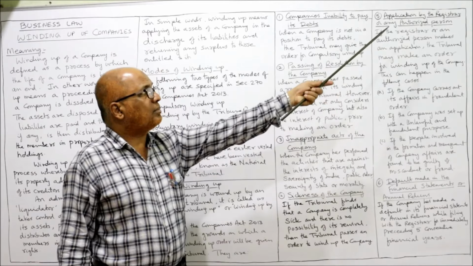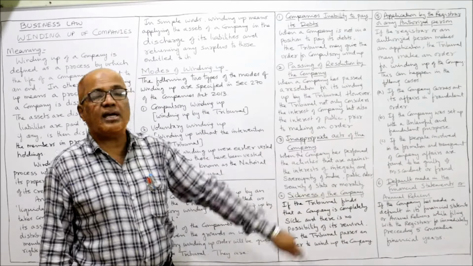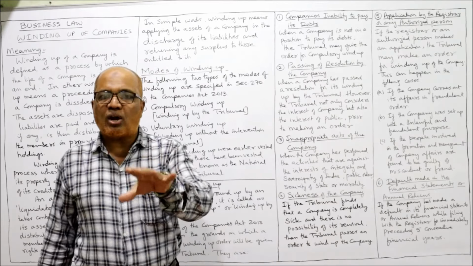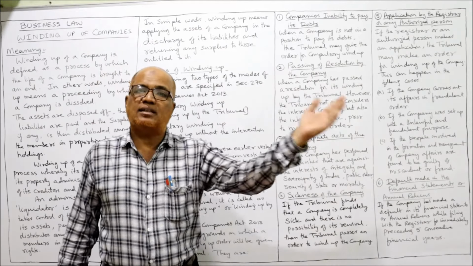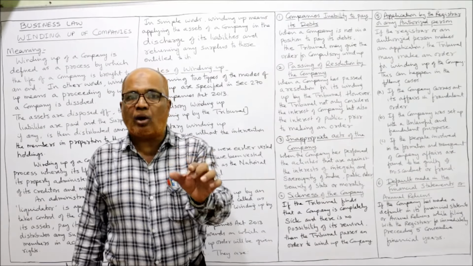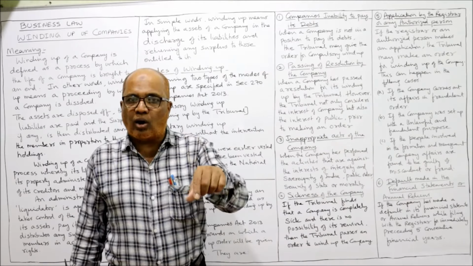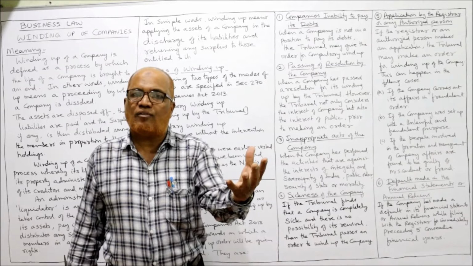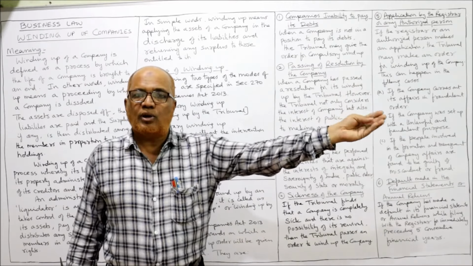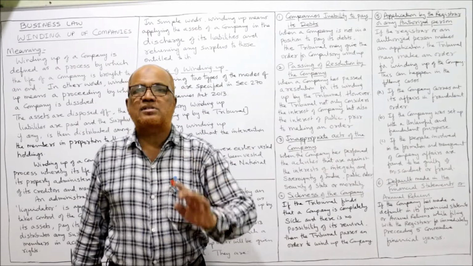Next one, application by the registrar or any authorized person. Sometimes the registrar of companies or an authorized person will ask the tribunal to give the order to wind up the company. They may apply to the tribunal, requesting it to pass an order to wind up this company.